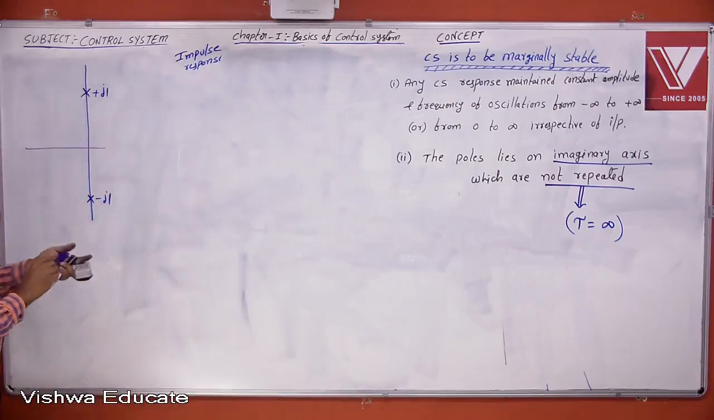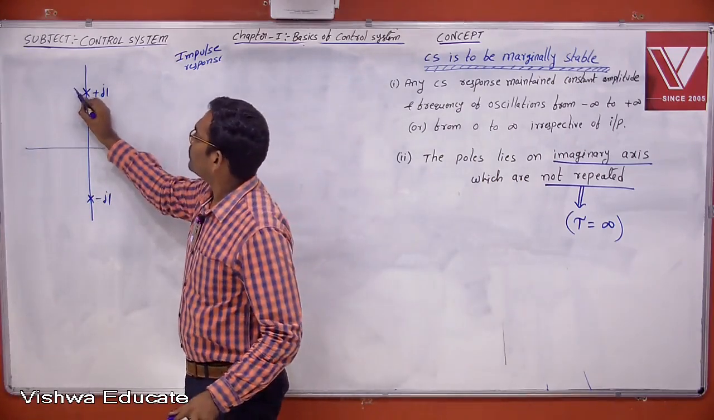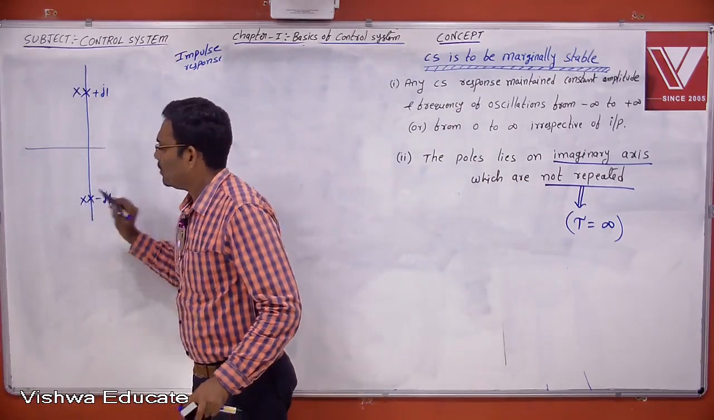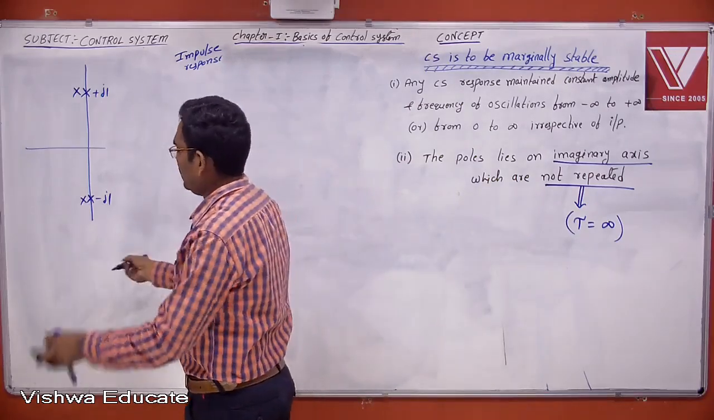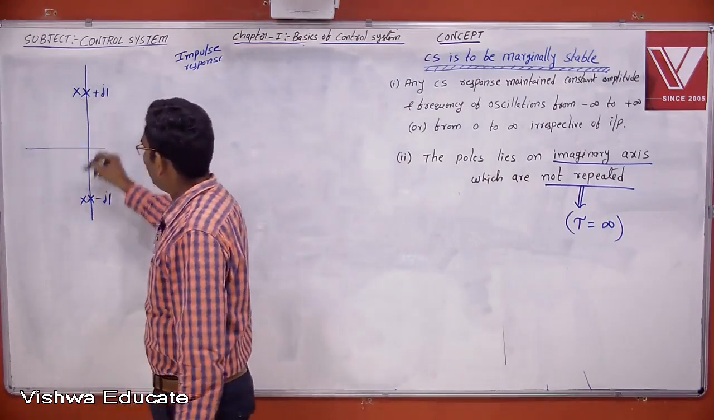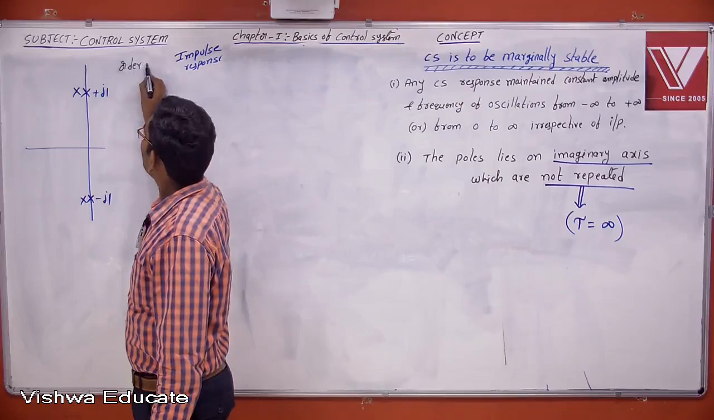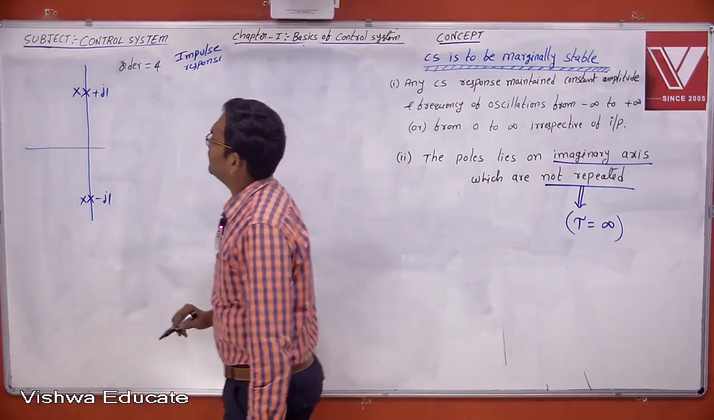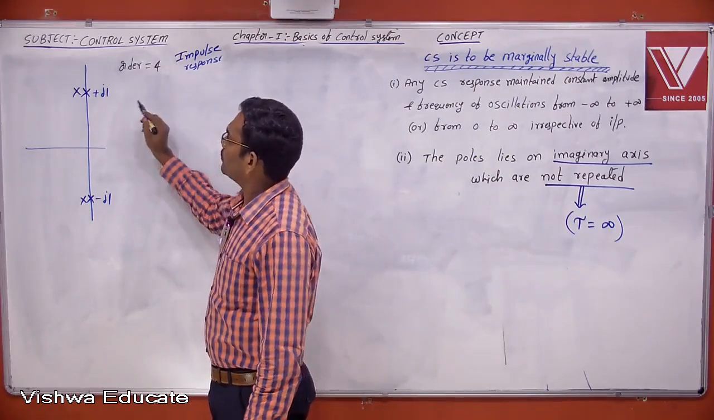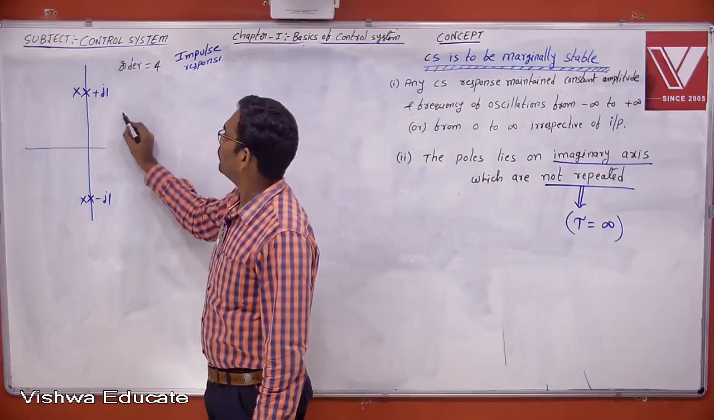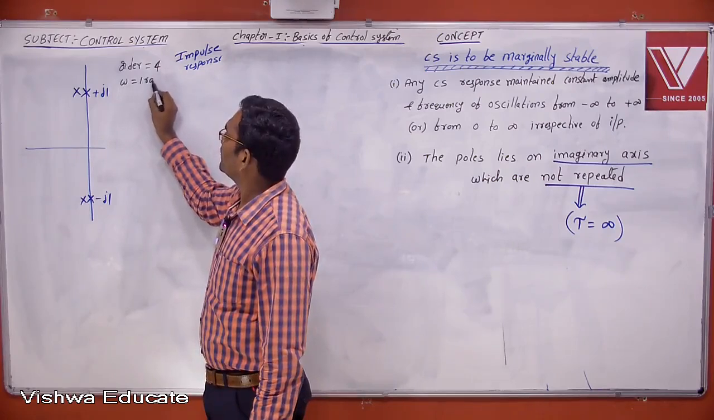Now see, the same question we are taking here, but now the poles are repeated. Now if the poles are repeated, first we want to find these parameters. There are 1, 2, 3, 4 poles, therefore order is equal to 4. Whether the system is stable or unstable, we will see later. Time constant also, but there is only an imaginary part, therefore the frequency of oscillation is equal to 1 radian per second.